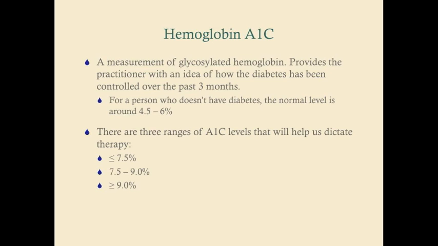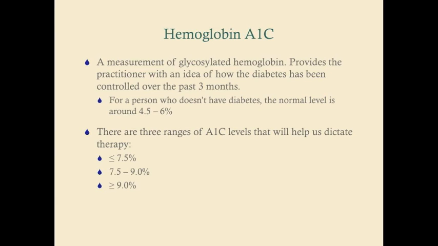Now, there are 3 ranges of A1C that are going to help us dictate therapy, and these are based on the new ADA guidelines, and these just came out in the past spring. Actually, I believe it's the American College of Clinical Endocrinologists that just came out with these new guidelines. So you might not see these in some of your review books, but these are new for 2013. So I would remember this and definitely remember it for the clinic.